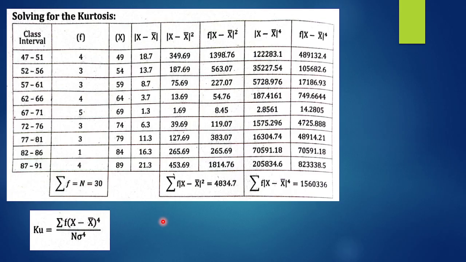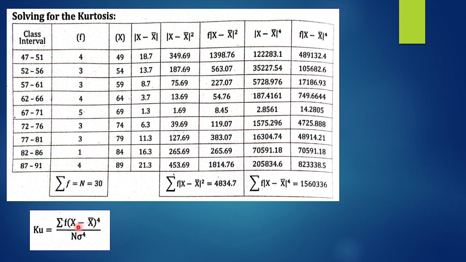Okay, so let's proceed. After getting the skewness, we are going to get the kurtosis. So solving for kurtosis, we should use this formula. Kurtosis is equal to the summation of f multiplied by the quantity of x minus the mean, powered by 4, all over the total number of frequencies multiplied by the standard deviation raised to 4.